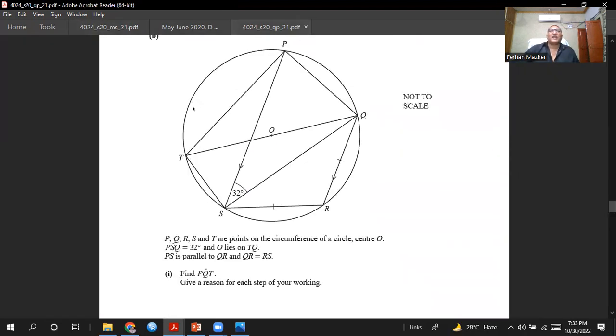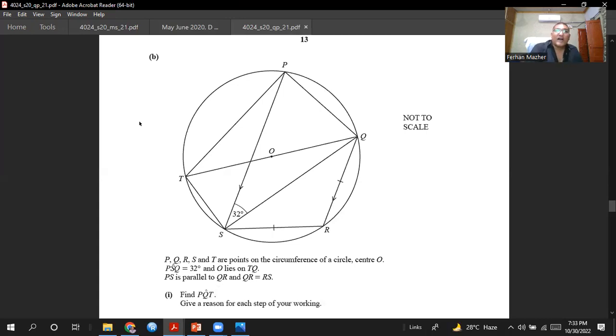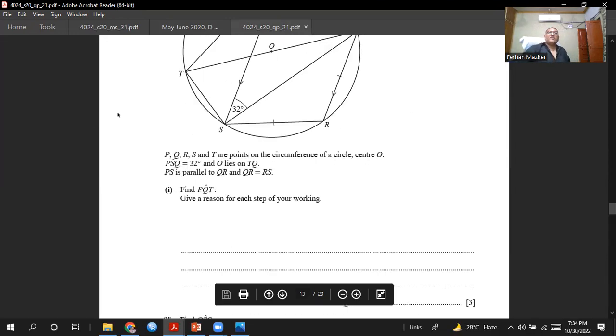Okay, so the next question coming up on your screen is question number 13. He says P, Q, R, S, and T are the points on the circumference of a circle center O. The PSQ angle is 32 degree and O lies on the TQ, and PS is parallel to the QR. And another important thing is that the QR is equal to the RS. This QR length and the RS length, they are equal. So this SRQ is an isosceles triangle because its two sides are equal to each other. So their question is find the PQT.